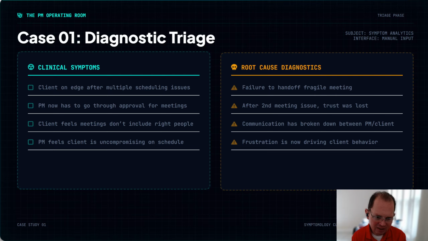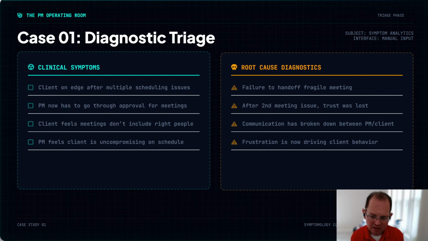The third problem is the client feels the meetings don't include the right people. And the root cause here for me is that the communication has broken down between the project manager and the client. So there's not clarity on who the right people are and when they're available. That's all up in the air. And so there's just this constant consternation about who should be attending, when they can attend, et cetera, et cetera. Just a total breakdown.